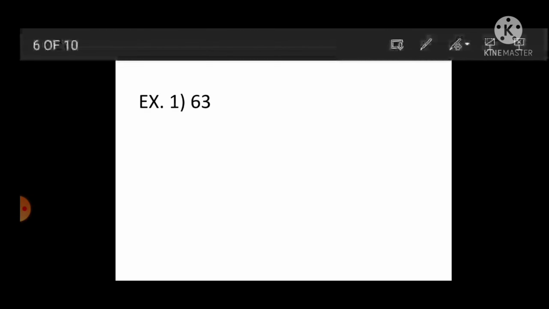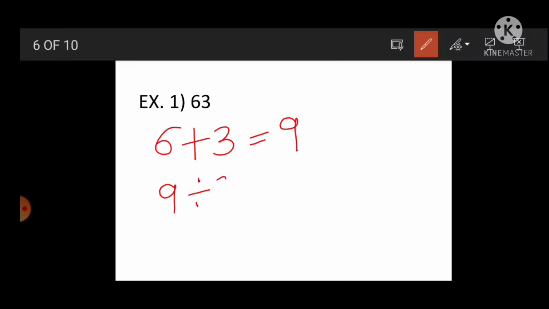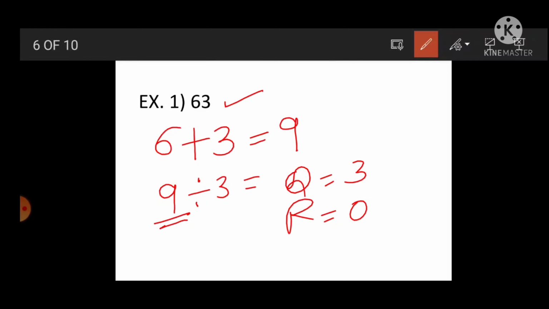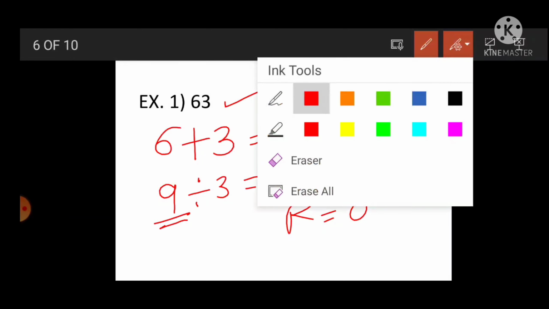First example is 63. Now here, according to the divisibility test, we have to check the sum of digits. Here 2 digits are there, 6 and 3. Then check its sum. 6 plus 3 is equal to 9, and 9 is divisible by 3. 3 3s are 9, means the quotient will come 3 and the remainder will come 0, means 9 is completely divisible by 3. It means 63 is also divisible by 3. Okay, then see the second example.